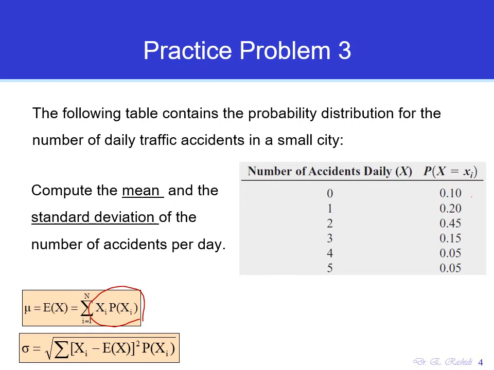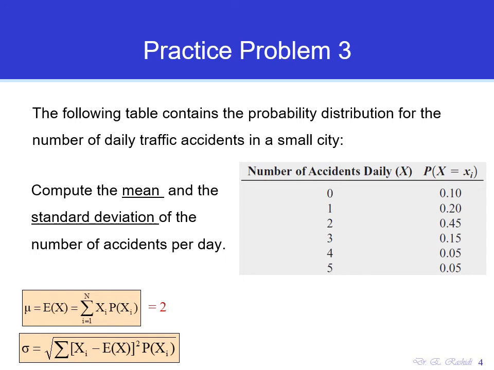So here it means multiplying 0 by 10% plus multiplying 1 by 20% plus multiplying 2 by 45%, and so on and so forth. After we do that, we're going to get mu, and we can use mu for the expected value in the second formula to compute the standard deviation. So let's go ahead and do that.